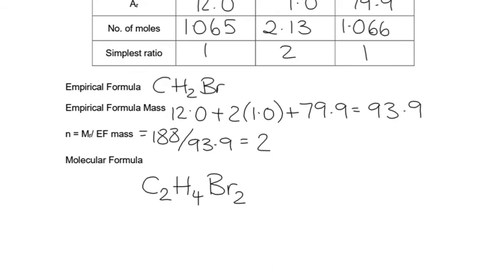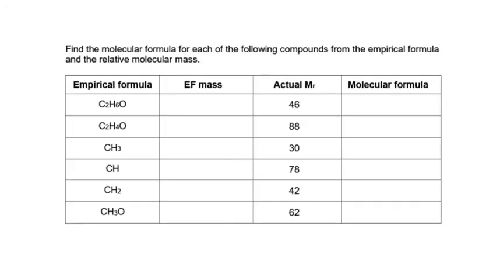Now, given that we've done lots of empirical formulas here, what we're going to do for the last little exercise is just add up this mass and see what we would have to multiply it by. So we're assuming we've done this empirical formula by that big method. Now we're just multiplying it up. So pause the video, have a go, and then come back to check your answers.